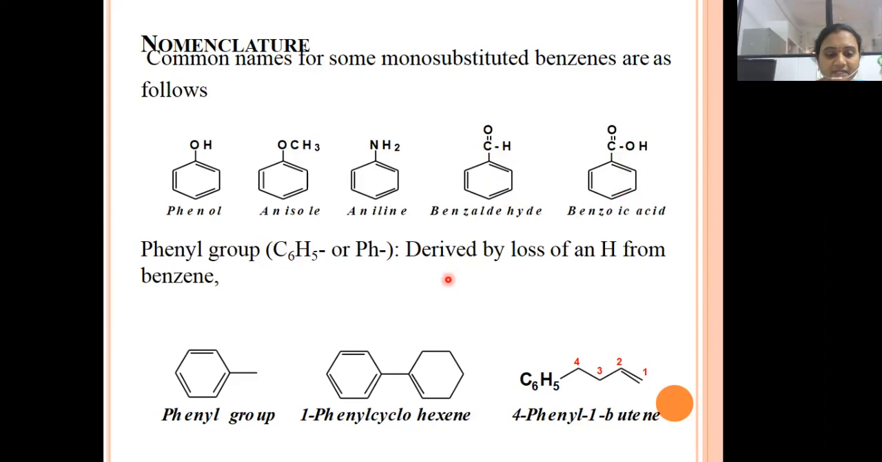Phenyl groups. A phenyl group means one hydrogen is lost from the benzene ring, so the hydrogen is replaced with some other group if a substituent is there. This is 1-phenylcyclohexene, the phenyl is at the first position. Then 4-phenyl: 1, 2, 3, 4 carbons. C6H5 means phenyl group. At the first and second carbon there is a double bond, meaning alkene. Total number of carbons is 4, so 4-phenyl-1-butene.